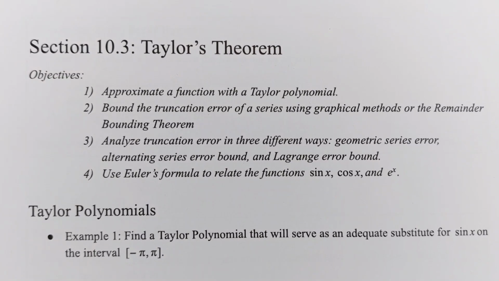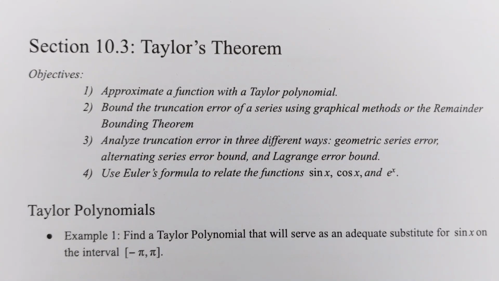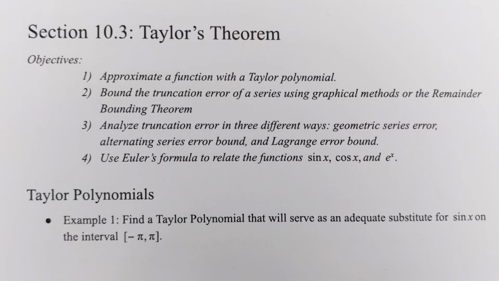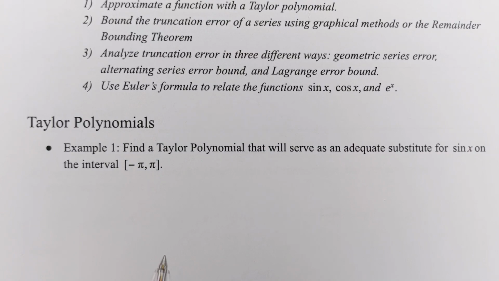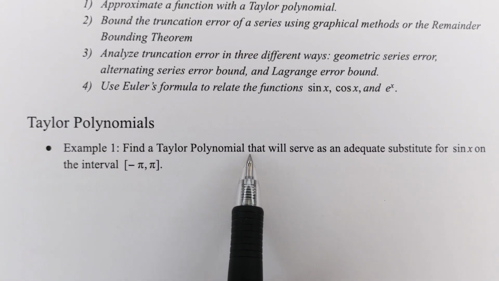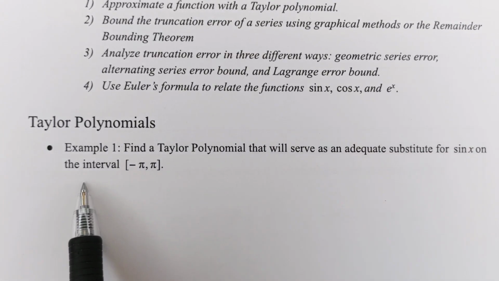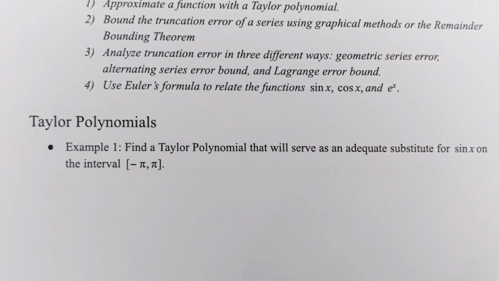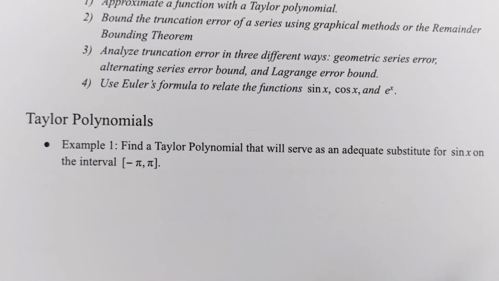Here are the notes for section 10.3, which is Taylor's theorem. So approximating a function with a Taylor polynomial, and so on and so forth, are the objectives. Okay, so find a Taylor polynomial that will serve as an adequate substitute for sine x on the interval negative pi to positive pi.